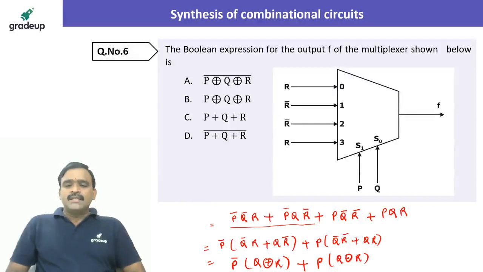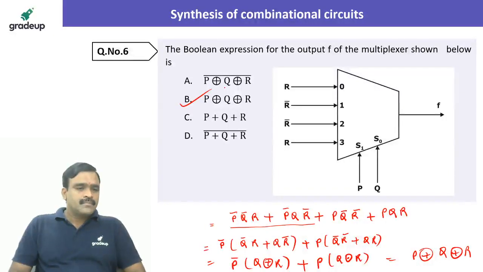So if you see, this is something like A dash B plus A B dash, because XOR complement becomes XNOR. So this is A bar B plus A B bar, meaning P exclusive-OR of (Q exclusive-OR R). So finally I can write this as P exclusive-OR (Q exclusive-OR R). So option B is the right option. Yes, exactly, you are right. That is correct.